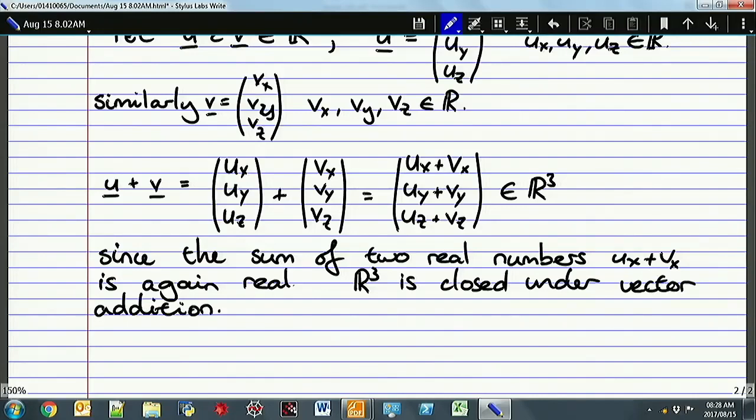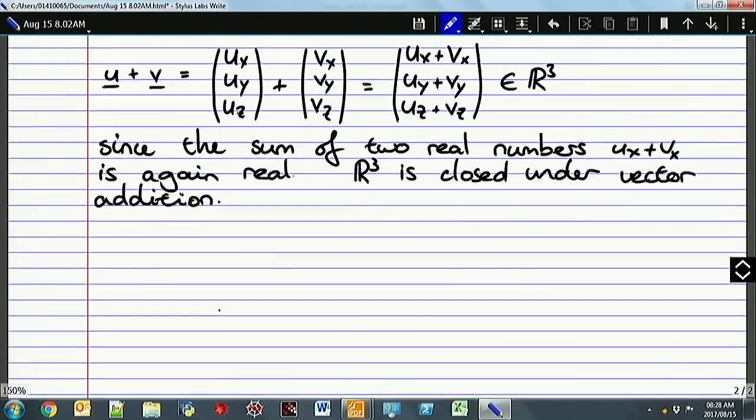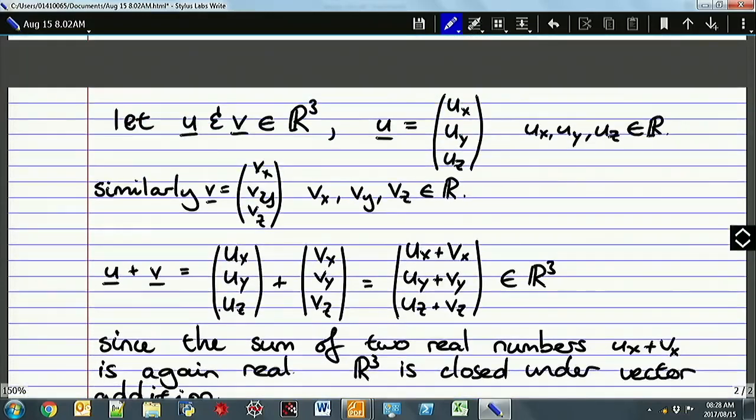R3 is closed under vector addition. Great. The next thing that we've got to do is show that we have closure under scalar multiplication. So again, we choose an arbitrary vector. In fact, we've already got an arbitrary vector. We're going to use u, say.